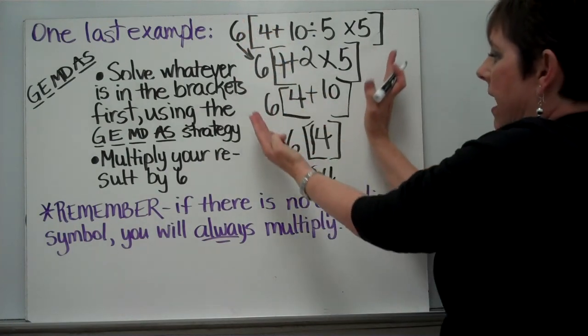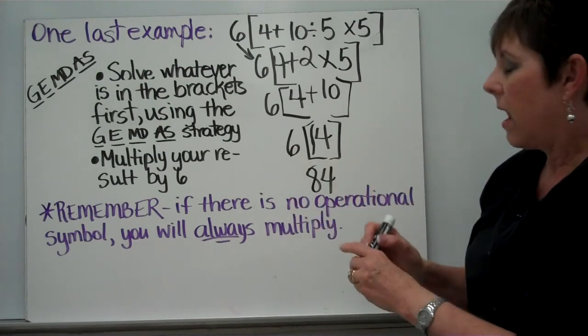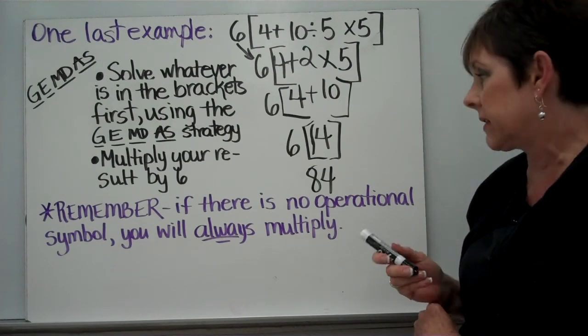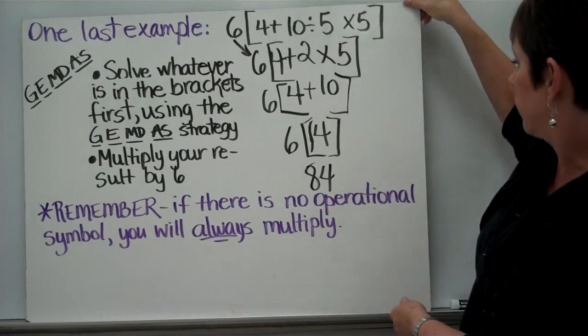You'll notice it's going to have kind of a V shape as you work it out. All right? But this is really important. If there is no operational symbol, we've talked about this in class, you will always, always, always multiply.